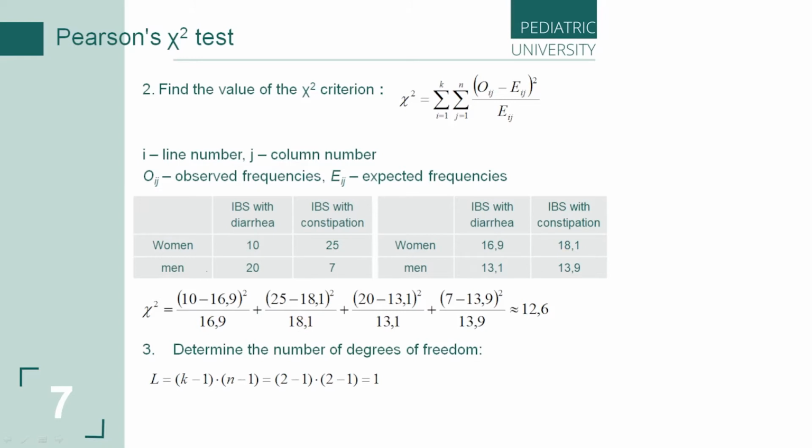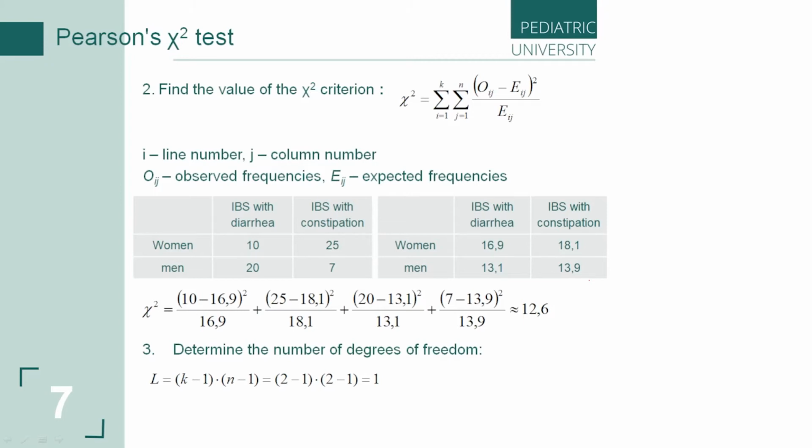The same with men with diarrhea and men with constipation. 20 minus 13.1, put it in square and divide by the expected frequency of diarrhea, 13.1. And the same for the last point, men with constipation: 7 minus 13.9, put it in square and divide by expected frequency 13.9. After our calculations, that makes 4 elements, and after that we have the answer.